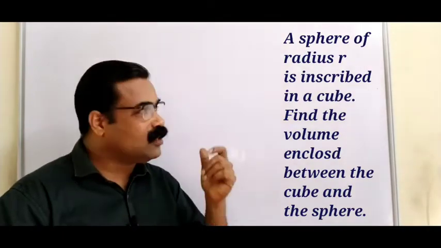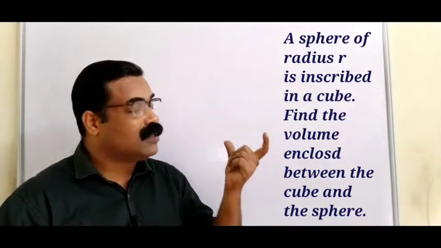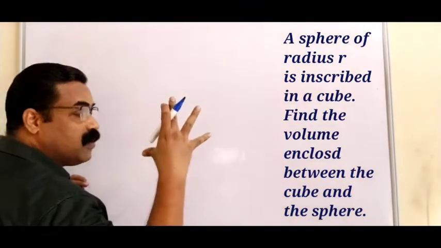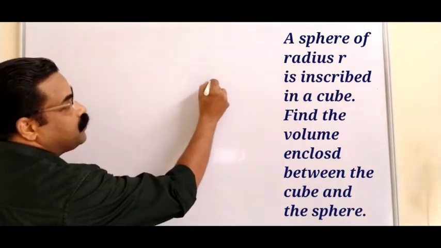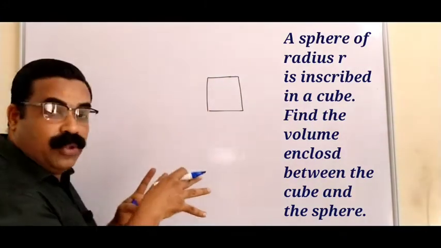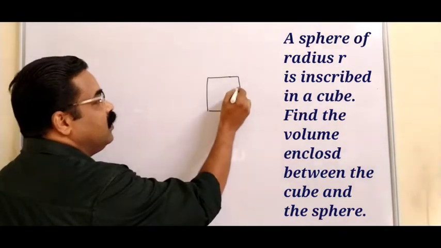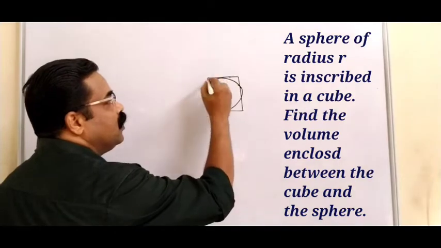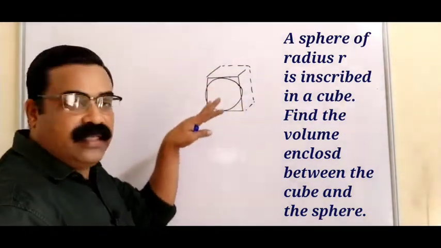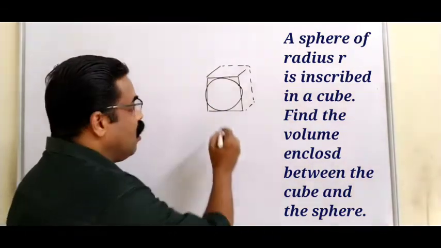Okay, so let us see how we can draw this information in the form of a figure. Here we have a cube. When you see a cube from the front, it looks like a square. And inside the cube, you are inscribing a sphere. So the cube will be like this. It's a three-dimensional figure. Now inside it, you have a sphere, and the radius of the sphere is given to you, r.